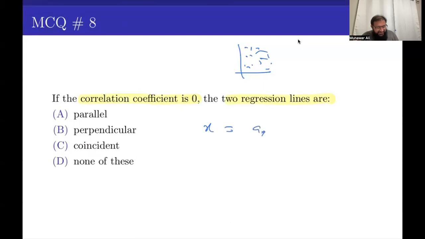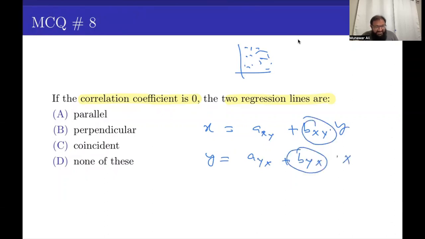x is some sort of coefficient, which is axy plus bxy times y. And we can find y as a function of x, which is ayx plus byx times x. So this b is exactly what we call the correlation coefficient. This can be found again of x against y or y against x. So if this coefficient is 0, then x is some sort of constant, let's say c1, and y is, let's say, c2.